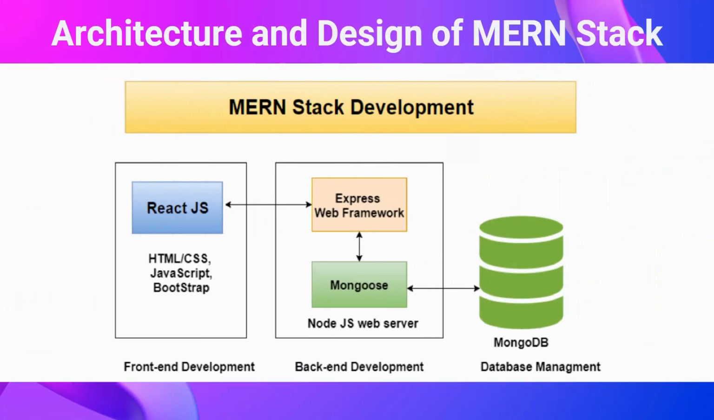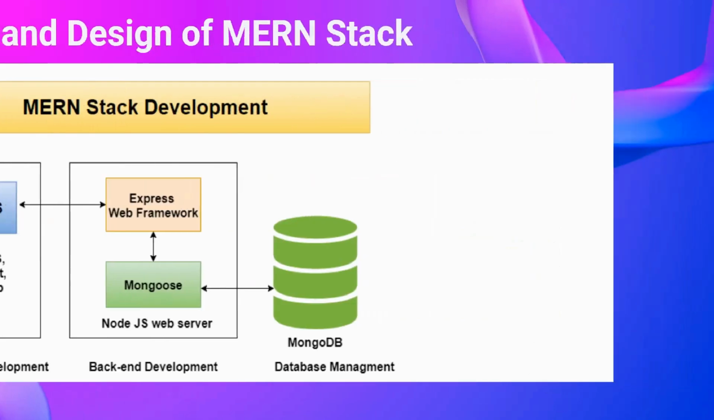About the architecture and design of MERN stack, on the left side we could see the front-end development, which contains React.js, HTML, CSS, JavaScript, and Bootstrap, which are nothing but the languages we use in front-end. And in the middle we could see the back-end development, which contains Express web framework and Mongoose, which are the Node.js web server. Here the React.js and Express web framework are connected because we have to integrate both front end and back end. And on the right side we could see the MongoDB, which we use to maintain the database of the users and the properties we use in a project. So this is the architecture and design of MERN stack.